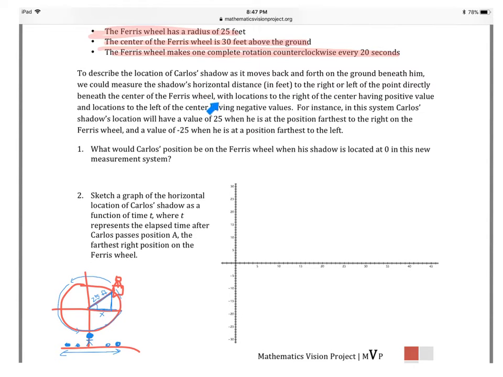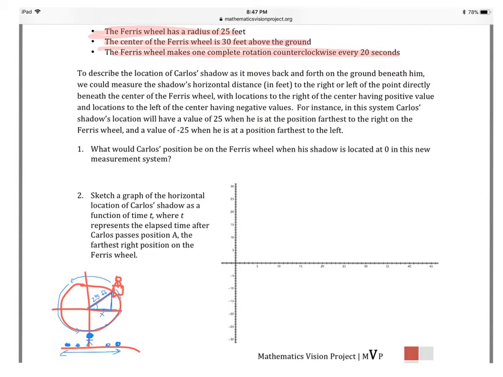We're going to graph this with locations to the right of the center having positive value and locations to the left of center having negative values, just like a regular coordinate plane. For instance, in this system, Carlos' shadow location will have a value of 25 when he is the position farthest to the right, because that's the radius of the Ferris wheel. So when he's all the way over here, he's going to be the maximum distance away, which is 25 feet, and then a value of negative 25 when he's way over here to the left. So positive 25, negative 25.